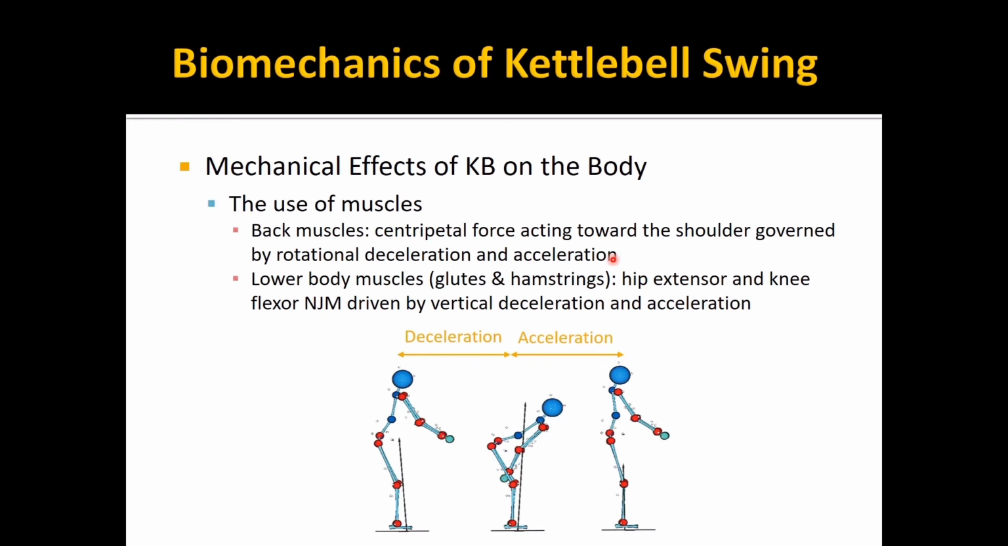This is because the highest angular velocity acting at the shoulder joint and the highest tangential velocity acting perpendicular to the shoulder joint occur during the acceleration and deceleration phases. For lower body muscles, the hip extensor muscle, which is the glute, and the knee flexor muscle, which is the hamstring, would be predominantly used, based on the hip extensor and knee flexor net joint moment results driven by vertical deceleration and acceleration.